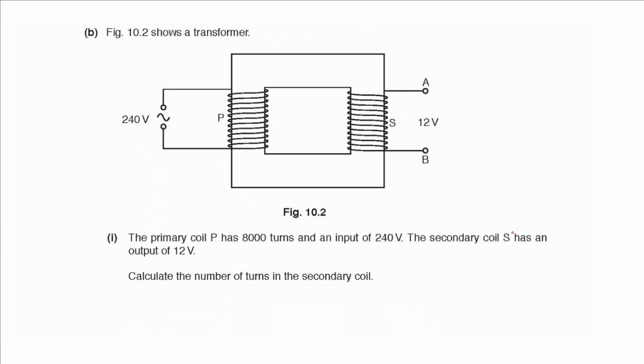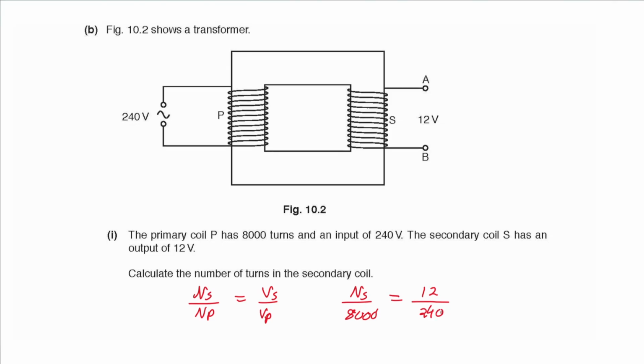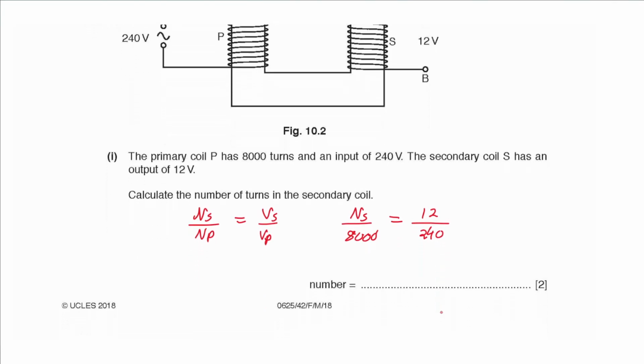Part B says figure 10.2 shows a transformer. The primary coil P has 8,000 turns and an input of 240 volts. The secondary coil S has an output of 12 volts. Calculate the number of turns in the secondary coil. We can use NS over NP is equal to VS over VP. Then we substitute NS over 8,000 is equal to 12 divided by 240. Then we do cross multiplication. 8,000 times 12 over 240 gives an answer of 400 turns on the secondary coil.